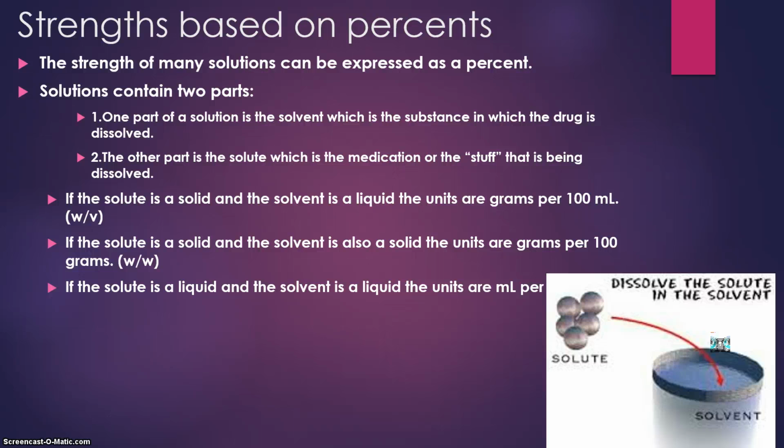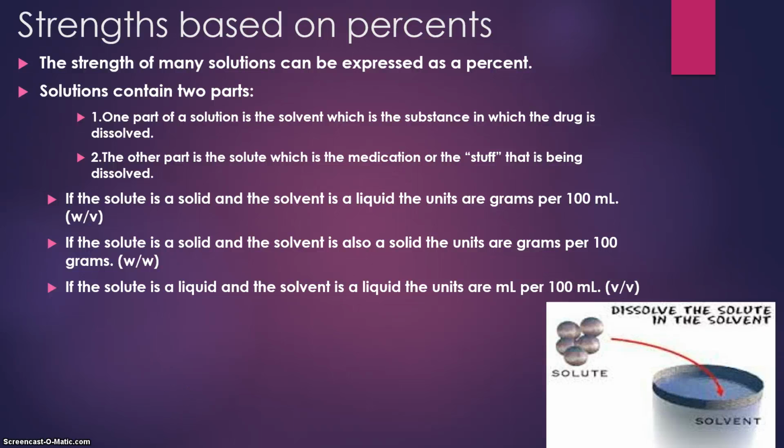If the solute is a solid and the solvent is a liquid, the units are grams per 100 ml, and that's a weight by volume. If the solute is a solid and the solvent is also a solid, the units are grams per 100 grams, and that's a weight by weight. If the solute is a liquid and the solvent is a liquid, the units are ml per 100 ml, volume by volume.